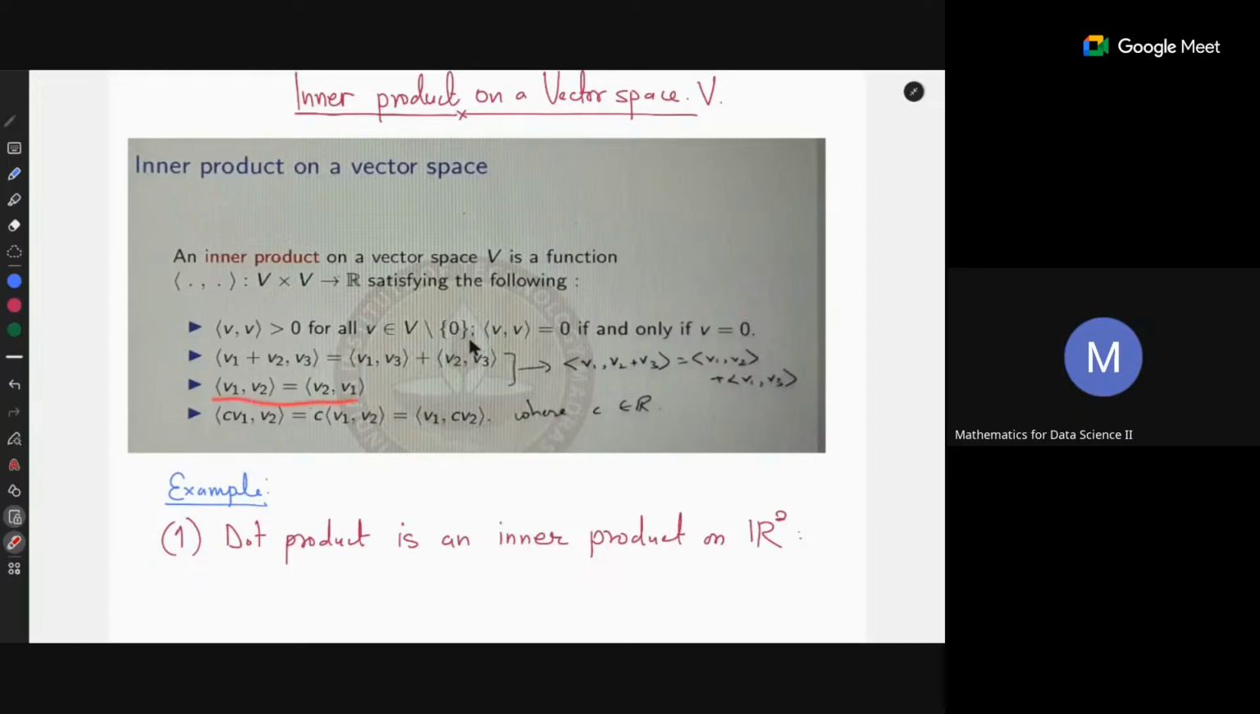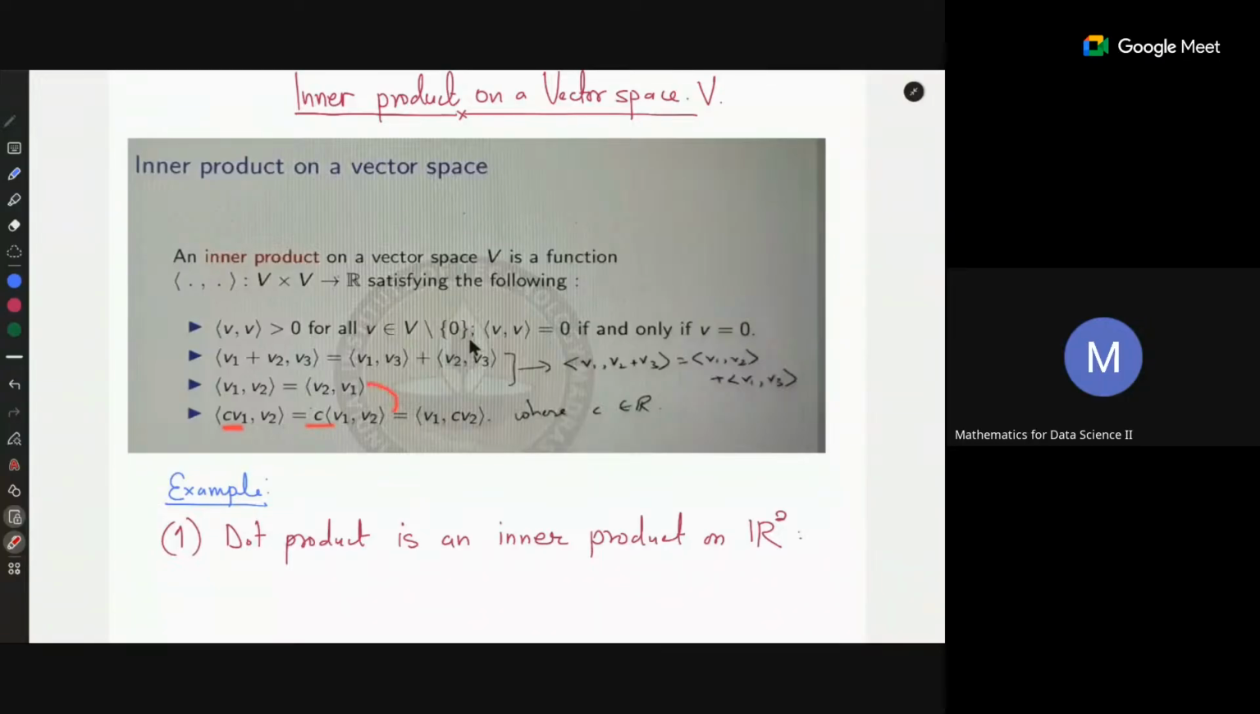The third property says it is symmetric. You can take the inner product of V1, V2, or you can take V2 first and then V1 later, so the inner product remains the same. The fourth property also talks about linearity, the second condition of linearity: if it is multiplied with the first coordinate, you can take the scalar out.